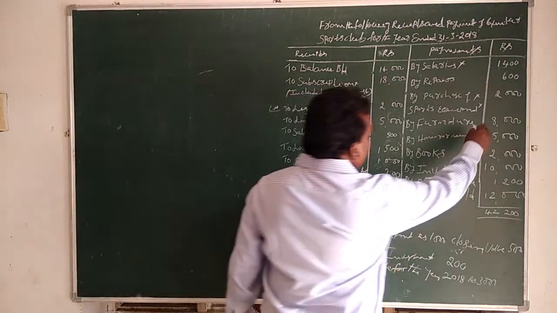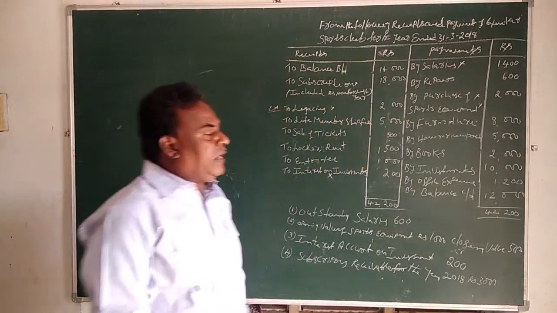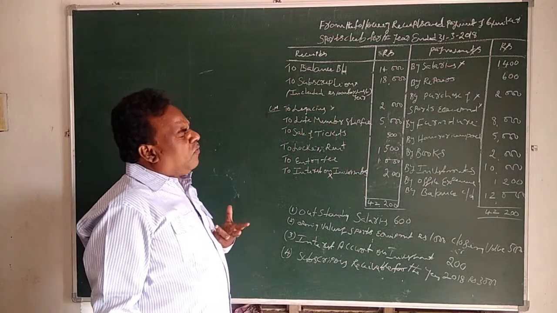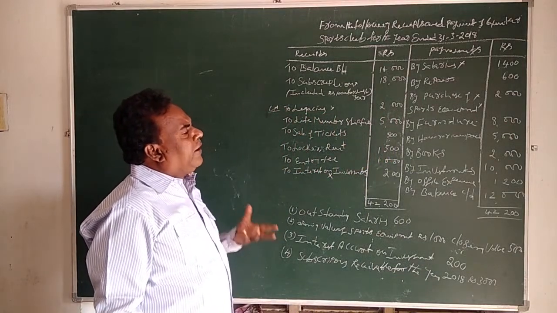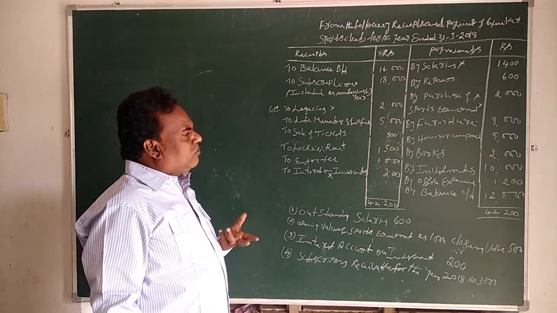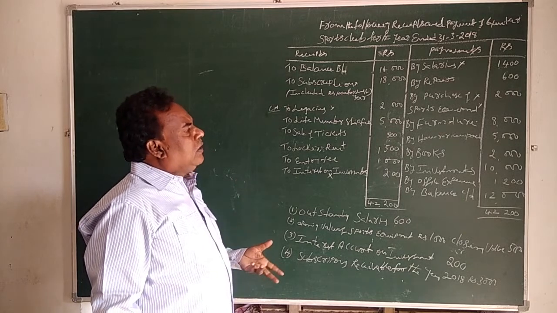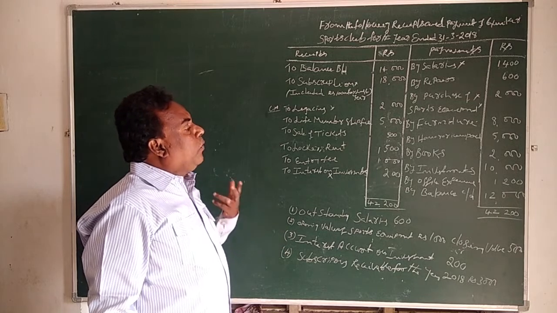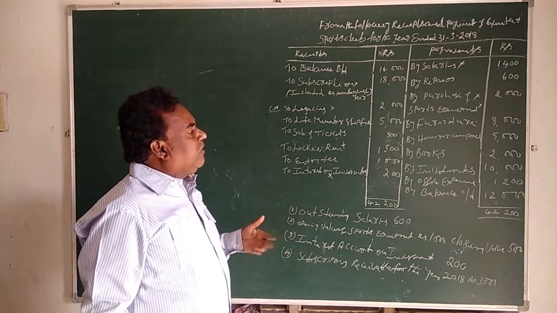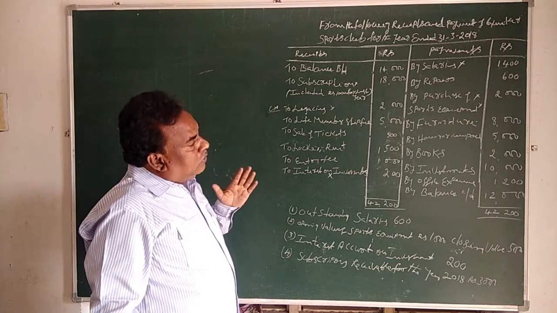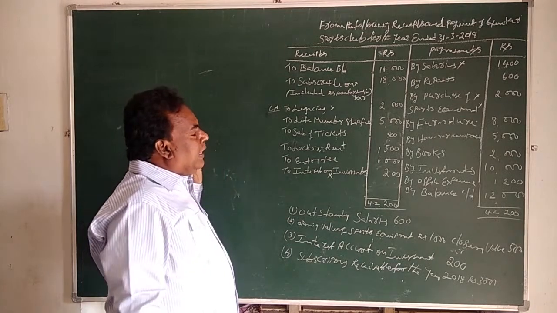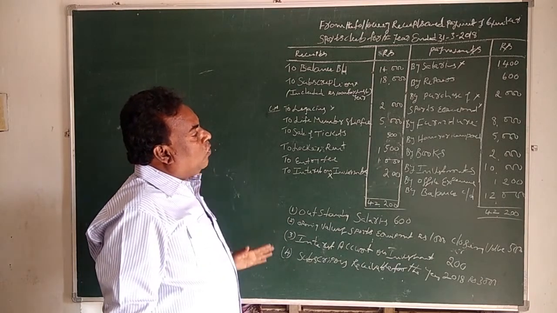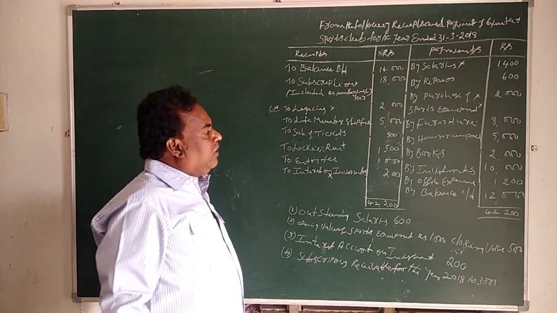Next, furniture. It is also capital expenditure. A non-profit organization acquires furniture to run the business. That's why payment for furniture is not a revenue payment. It is a capital payment. So capital payments are not recorded in income and expenditure account. It is recorded only in the balance sheet.